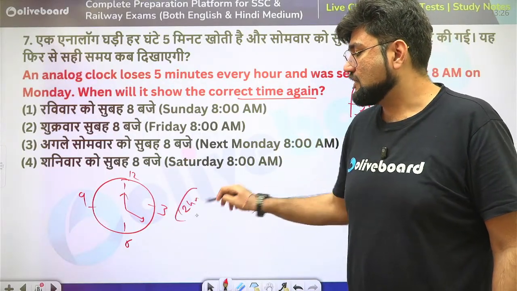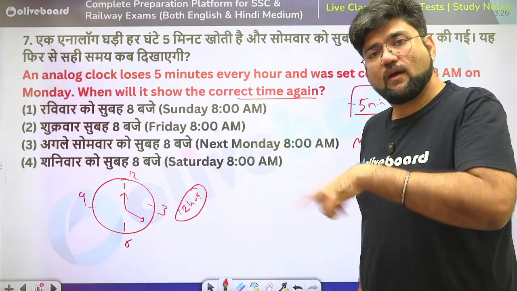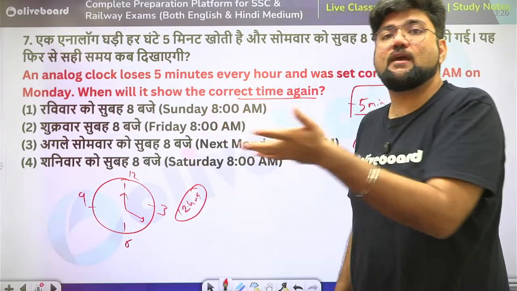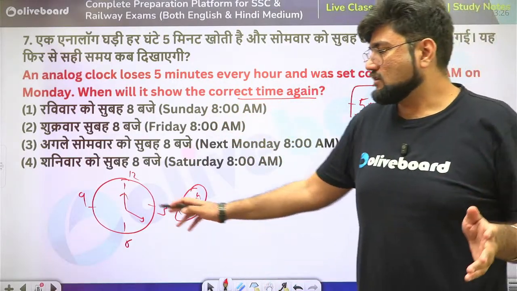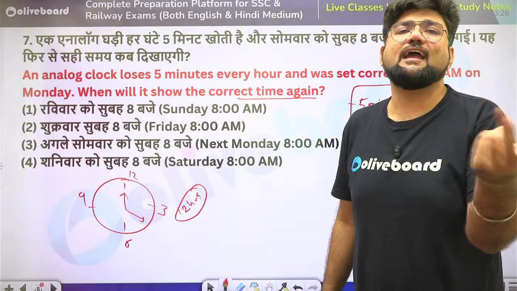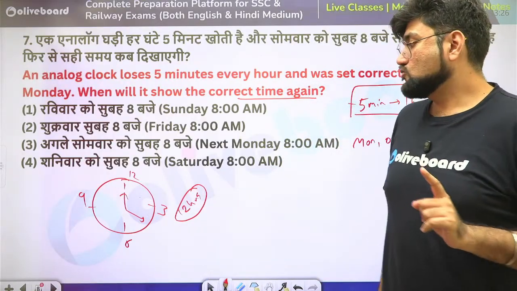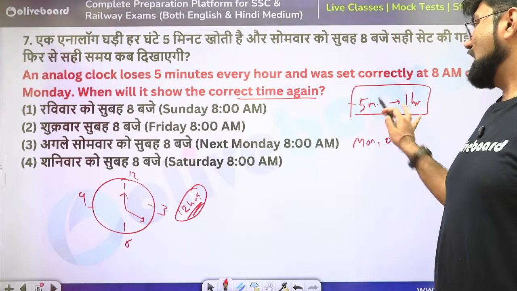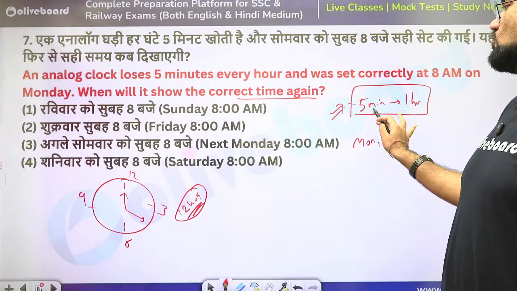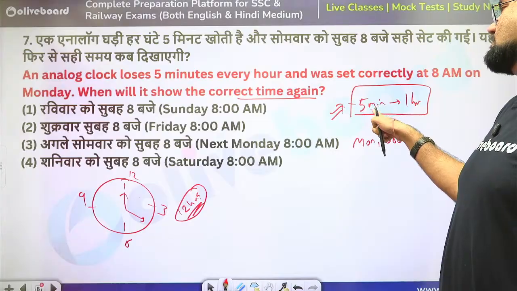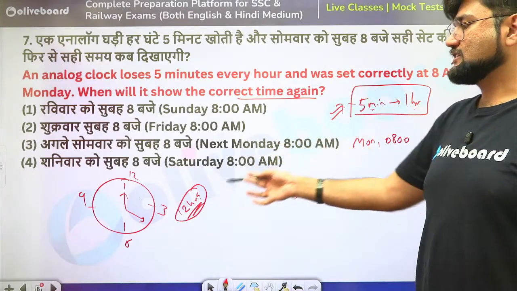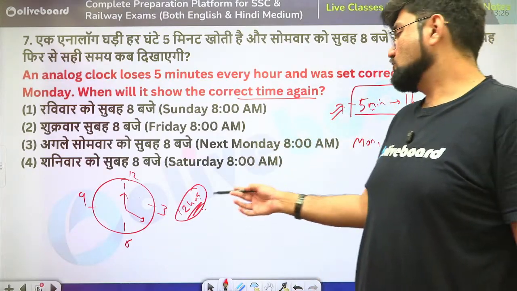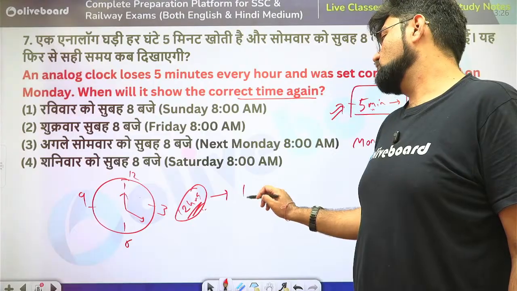Do you understand this concept? When it is slow by 12 hours, it will again show 4 when it is 4, because an analog clock has got nothing to do with AM and PM. So it has to go slow by 12 hours. That is what the question is trying to say. So how much time will it take to go slow by 12 hours? If it is losing 5 minutes in 1 hour, in how much time will it go slow by 12 hours? 12 hours means how many minutes? 12 into 60, 720.